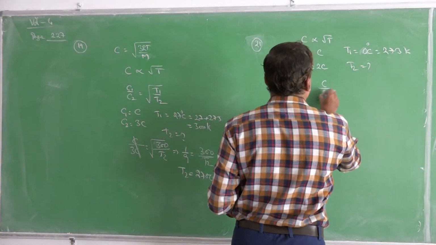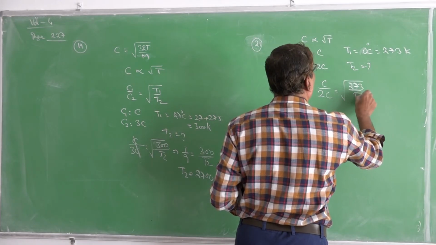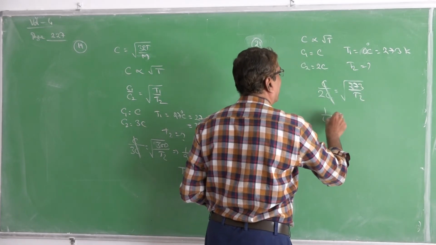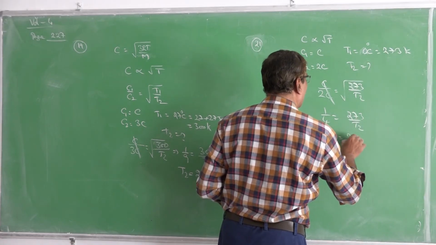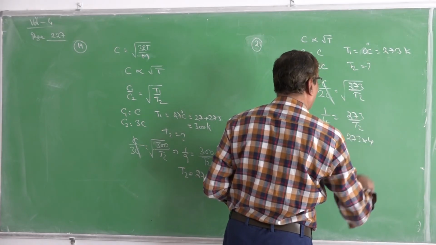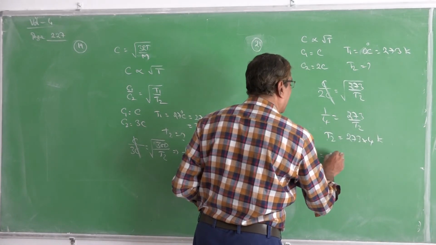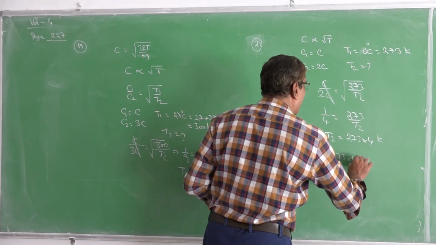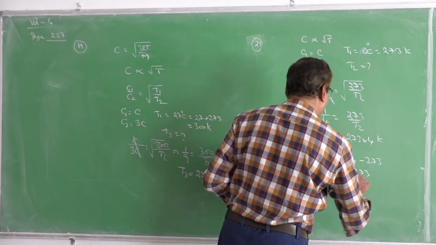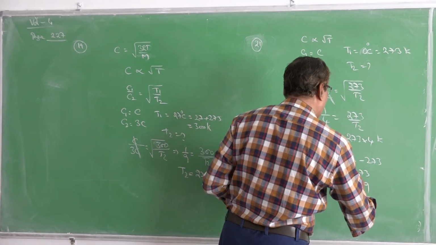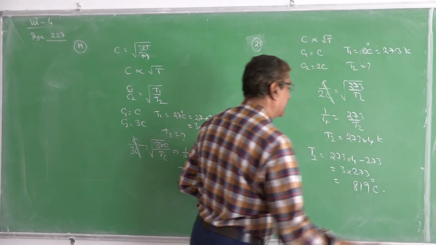C by 2C is equal to square root of 273 by T2. So 1 by 4 is equal to 273 by T2. T2 is equal to 273 into 4. But this is in K, we have to calculate in degree centigrade, that is 273 into 4 minus 273, that is 3 into 273, that is 819 degrees centigrade.